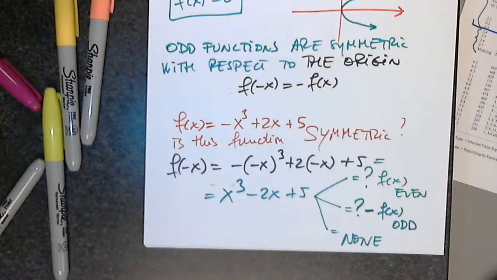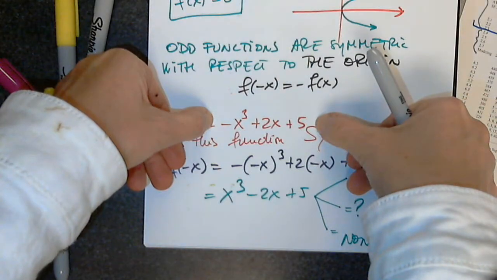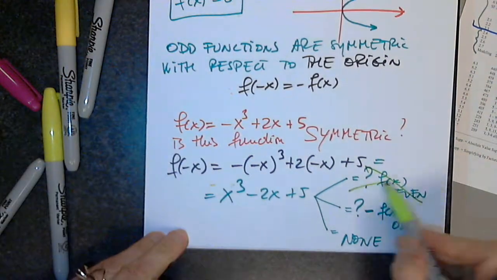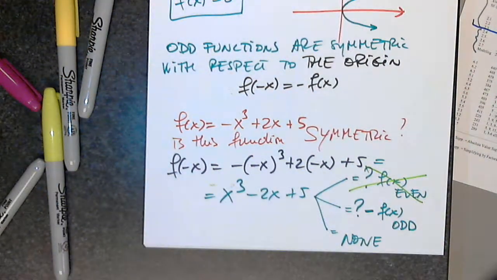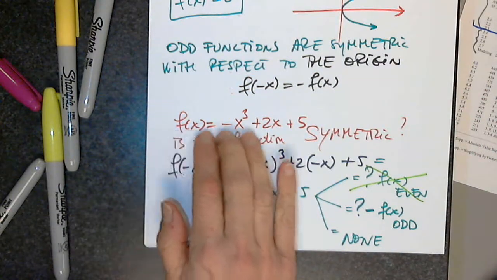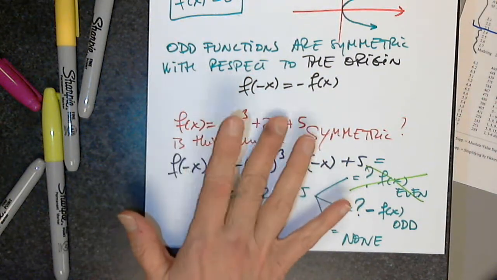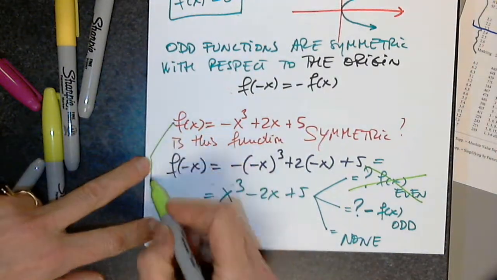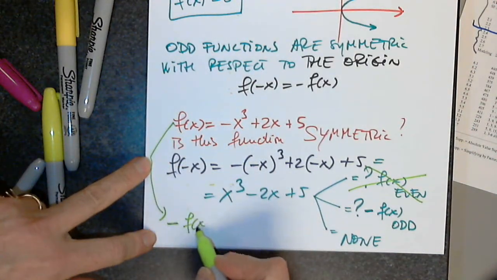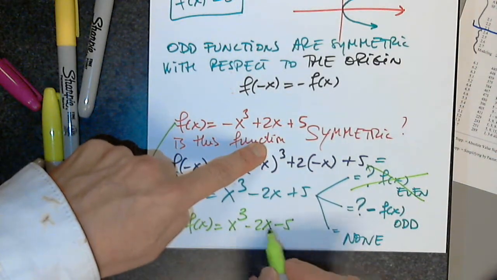So let's compare. Is this identical with this? No. So then the function is not even. Now, I do have to determine, as Paul said, find negative f of x. I have to find it. So when I find negative f of x, all I have to do is multiply both sides by negative 1. So then this will become negative f of x equals x to the third minus 2x minus 5.